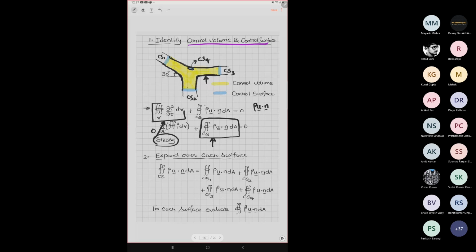So rho u dot n dA, by virtue U itself is 0, this entire term is 0 on this surface, except CS1, CS2, CS3, CS4. On CS5, velocity is 0 because liquid is not coming out of the pipeline. So the U component normal to that surface is 0. So CS5 doesn't exist. Is that point also clear?